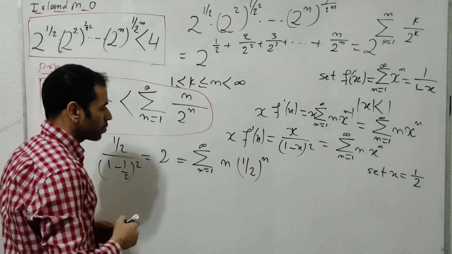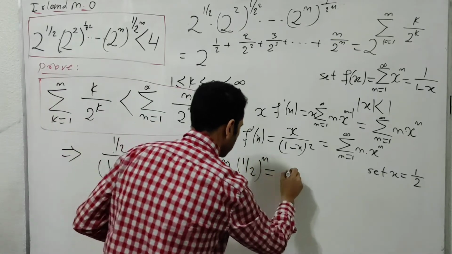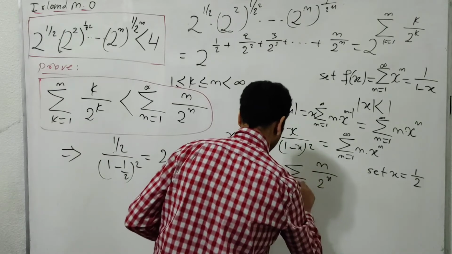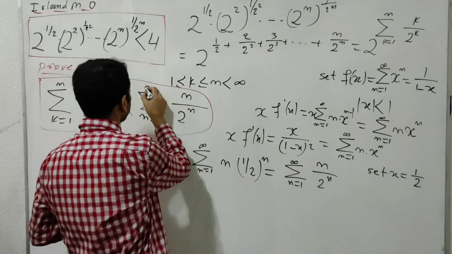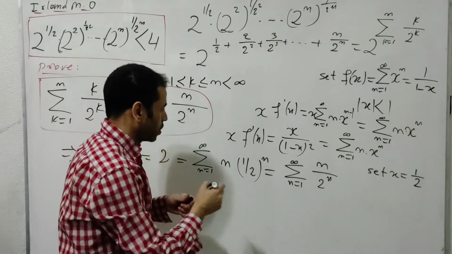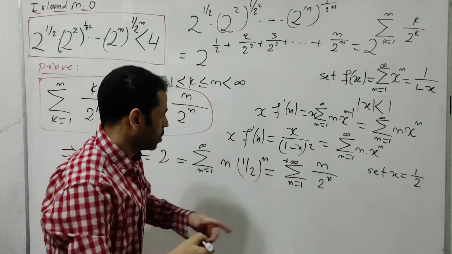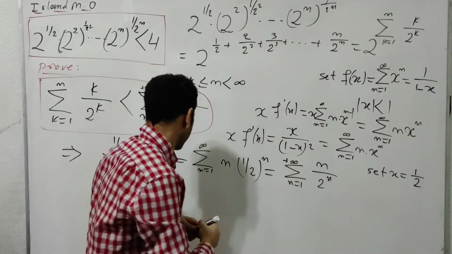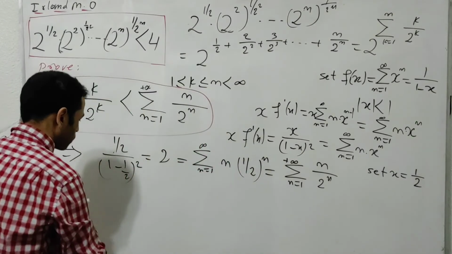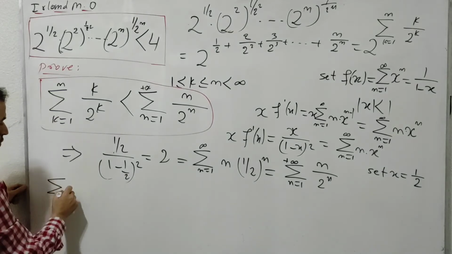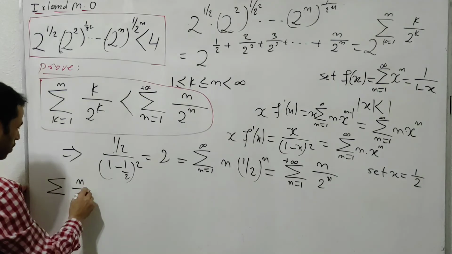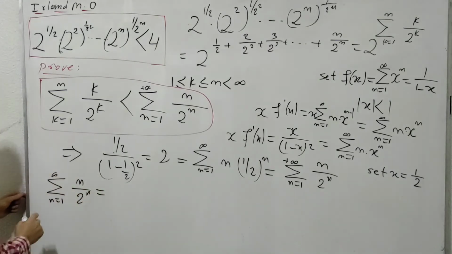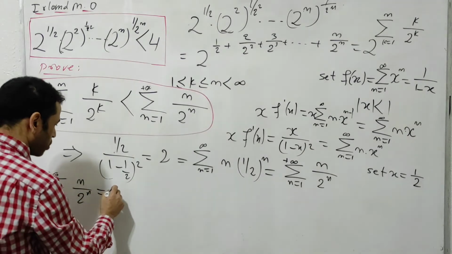This is the same as n over 2^n, as n goes from 1 to infinity. This takes us back to the original sum. So we found the value of the sum of n over 2^n, as n goes from 1 to infinity, equals 2.